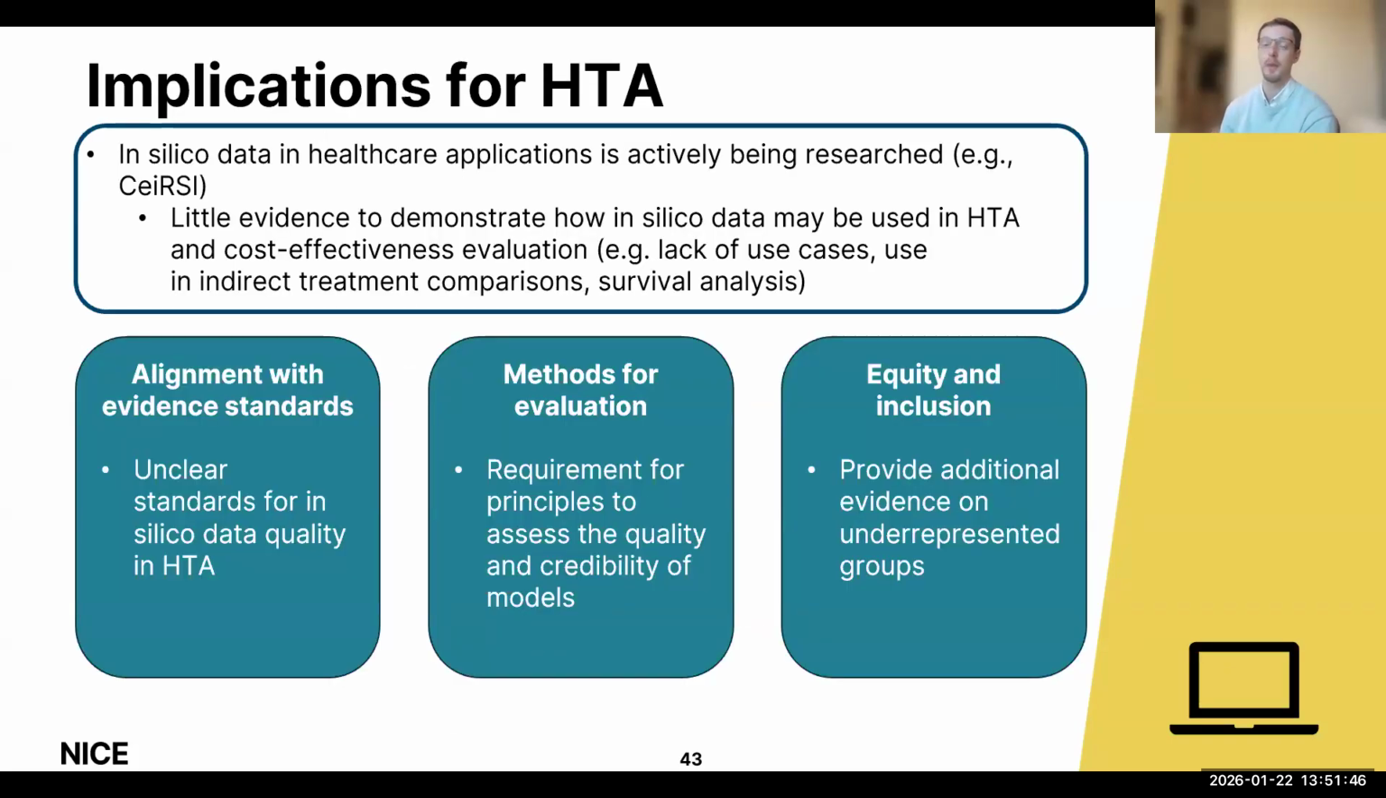So finally, looking at the implications for using in silico data in HTA decision making. We're aware that in silico data in healthcare applications is actively being researched, in particular by the CERSI consortium. In particular, there's little evidence to demonstrate how in silico data could be used in HTA and cost effectiveness evaluation. Some of the implications include alignment with evidence standards. It's unclear what the standards are for in silico data quality in HTA. For example, methods for evaluating the credibility of models also need to be defined for HTA use. However, the use of in silico trial data offers the opportunity to provide additional evidence, for example, on underrepresented populations. So, to highlight again, there is a requirement for more use cases to demonstrate the practicality of using in silico evidence in HTA.